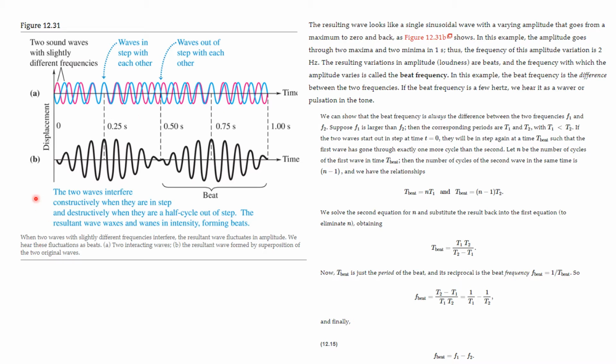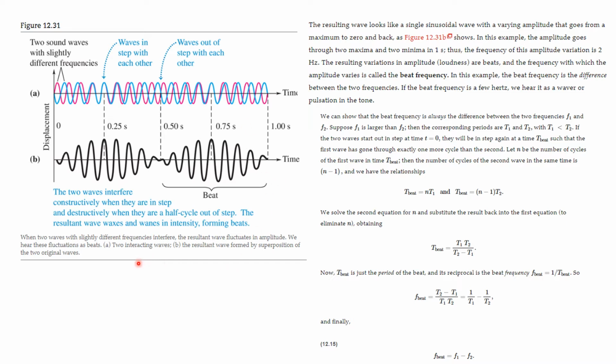Now, when you add this together as vectors, the two waves interfere constructively when they are in step and destructively when they are a half cycle out of step. So the resultant wave waxes and wanes in intensity, forming beats. So you see there's a beat and there is another beat. So we're basically showing two beats in time for these two waves.